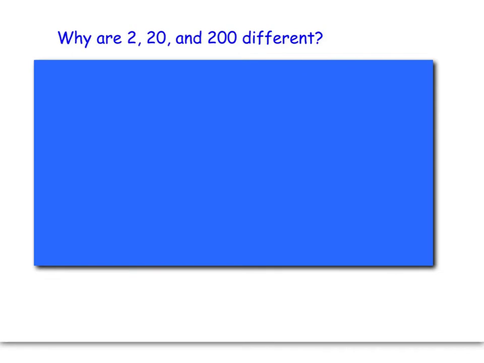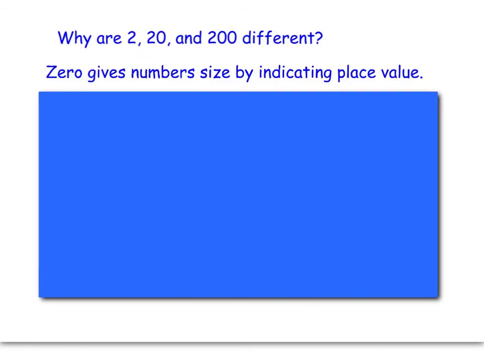All right, I had this question on the last slide. It says, why are 2, 20, and 200 different? I want you to think about what we just learned on the last slide. What do you think the answer might be? All right, let's see what I wrote down. And by far, this is not the only answer. I know you guys have brilliant thoughts. It states, 0 gives number size by indicating place value. What I mean by that is each time we go up 1, we are multiplying by 10, and we are adding an extra 0. So multiplying by 10 indicates our place value. And we do that with zeros.